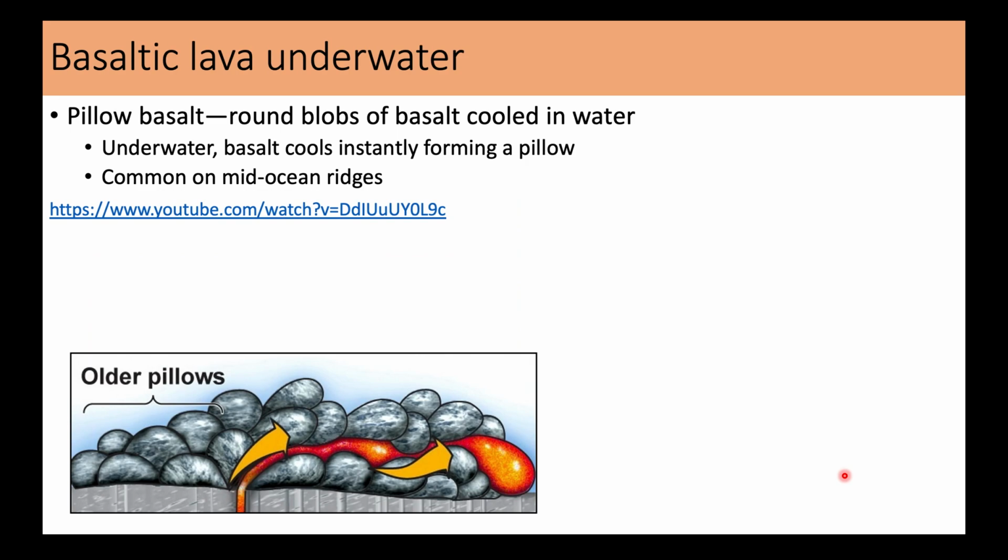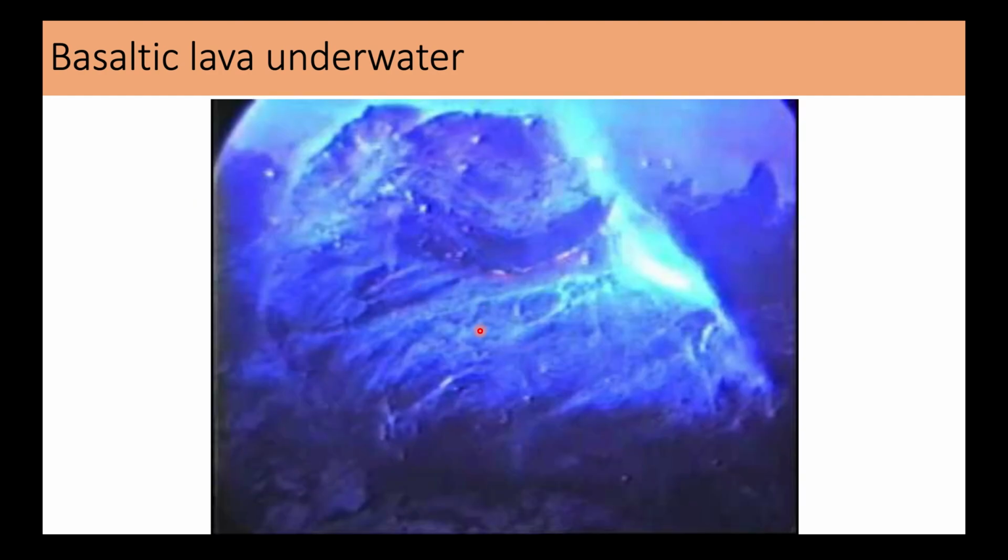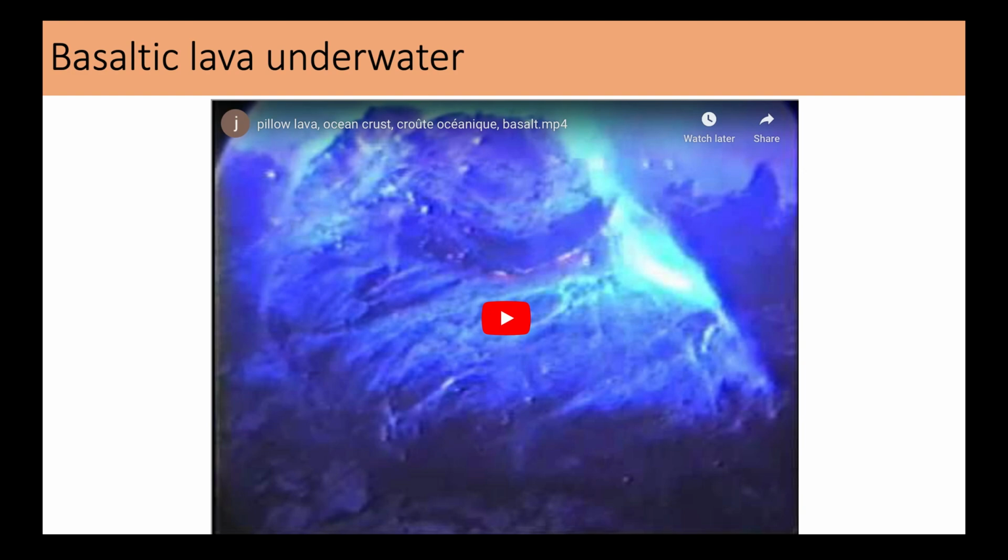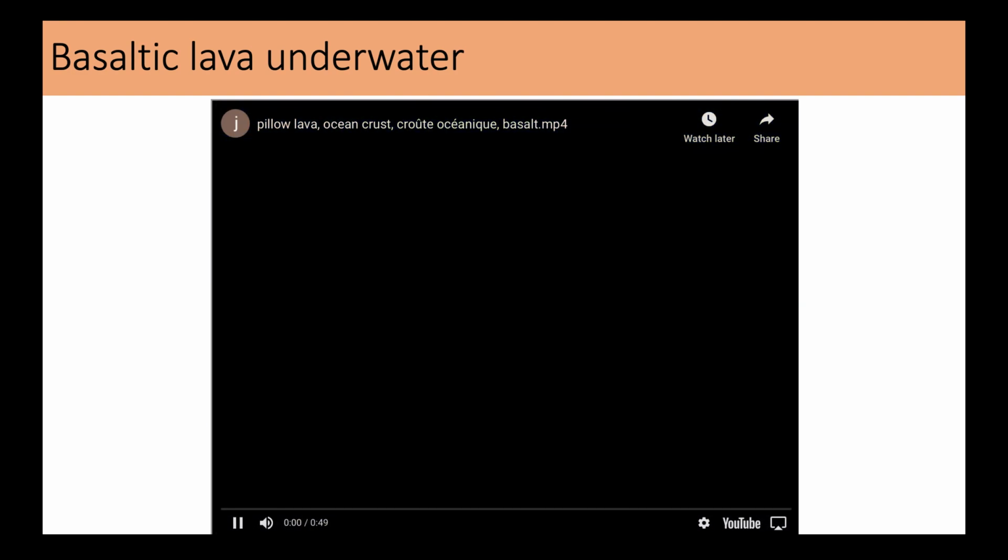We can also have basaltic lava underwater. So for example, at our mid-ocean ridges, we call this pillow basalt. So we generally have these round blobs of basalt. They cool quickly because they're in water, so it's going to cool these sort of mounds or pillows. This is really common at our mid-ocean ridge, as you'll see pillows of basalt. I have this video to show you.